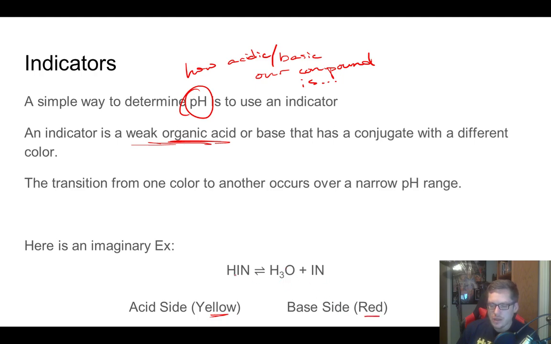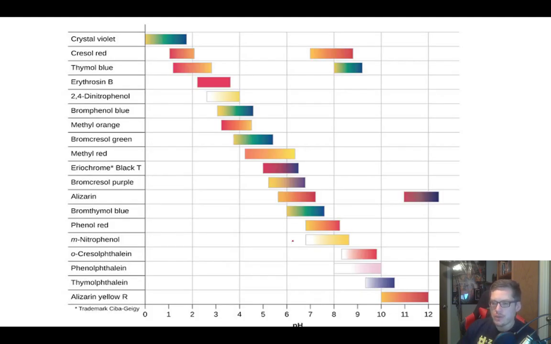If we start with this one, we can turn it from one side to the next by forcing it over to one side or the other, by adding more or less acid or base. We can switch it over and find out if it's yellow or red, and so we can use this to help us indicate what the solution is. We have a whole slew of indicators we can use. This is just a sampling of them.